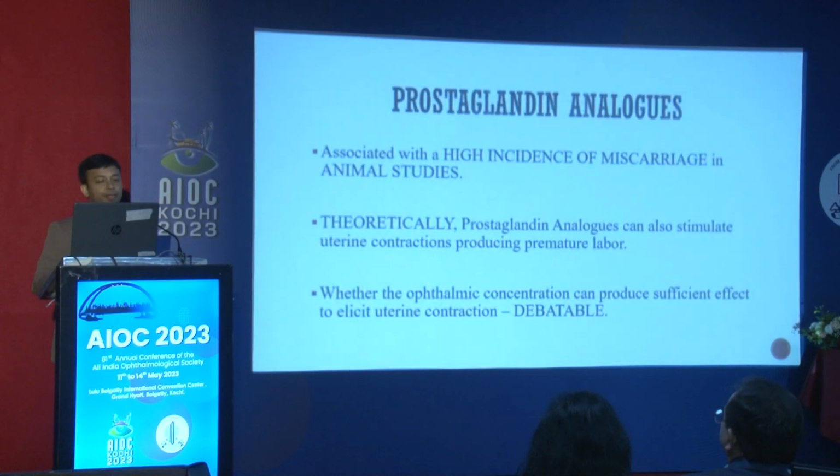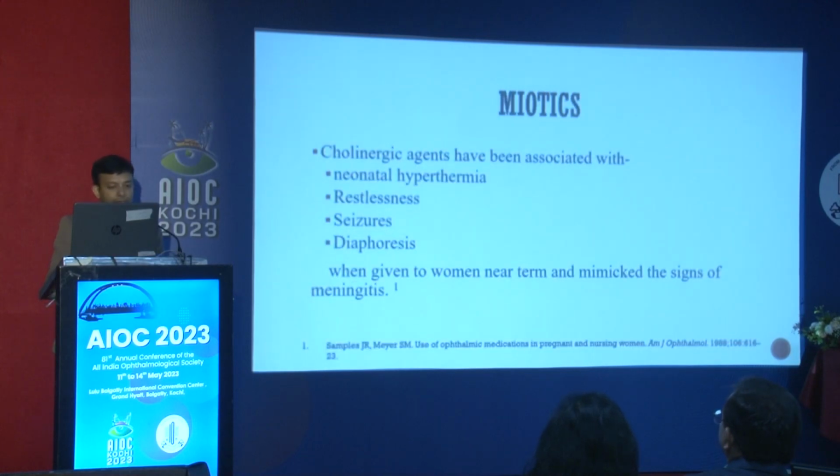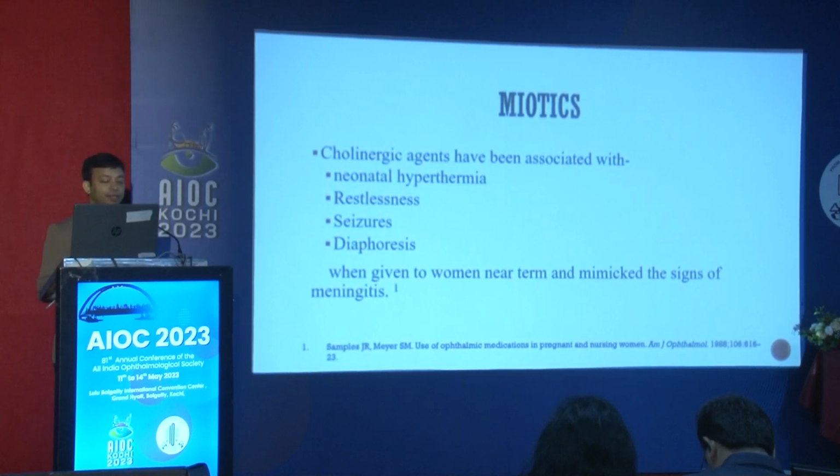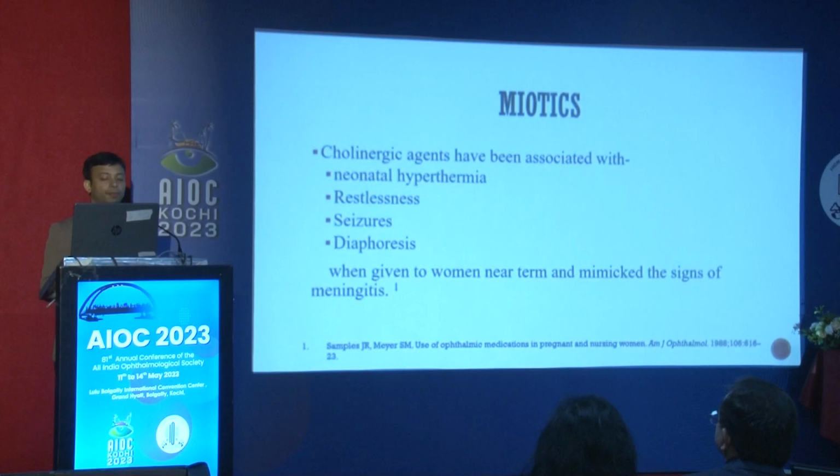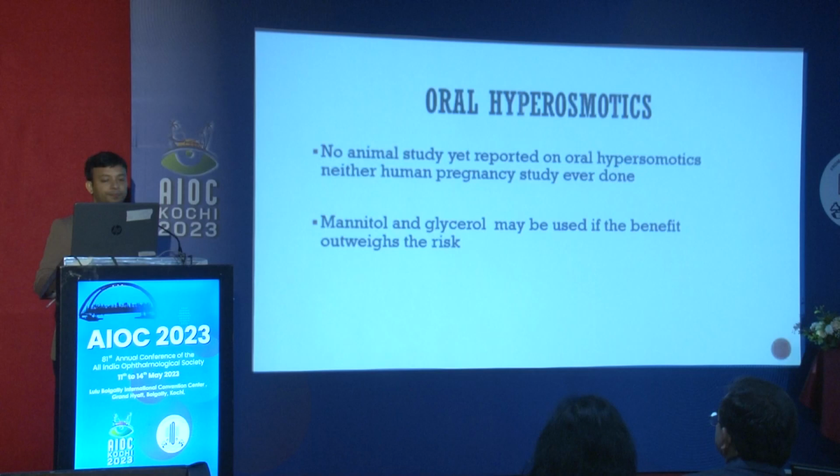electrolyte imbalance. Prostaglandin analogs have shown the highest incidence of miscarriage in animal studies, but it is debatable how much percentage of the drug is going into the system. Miotics can cause cholinergic side effects like neonatal hyperthermia, restlessness, seizure, diaphoresis, and can mimic the signs of meningitis in pregnant women.